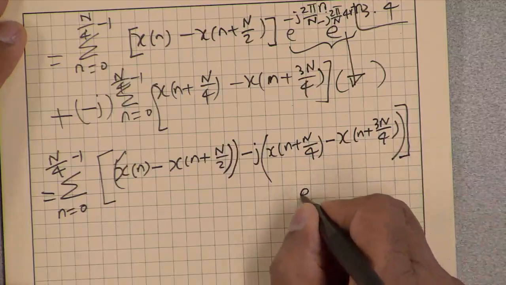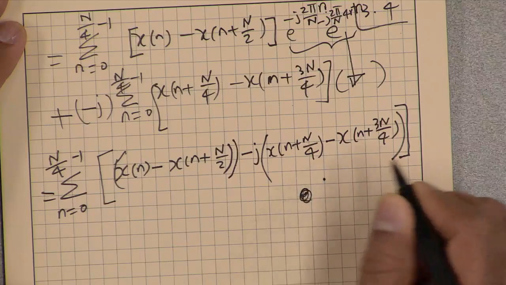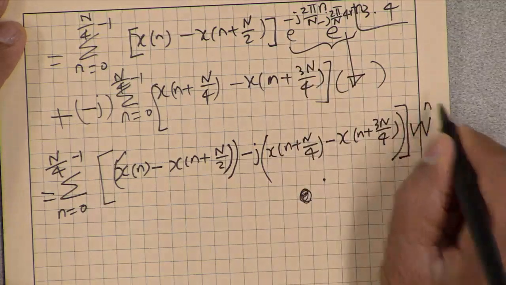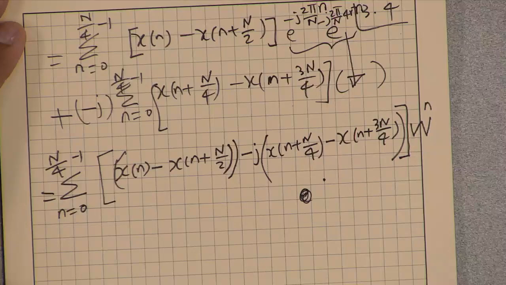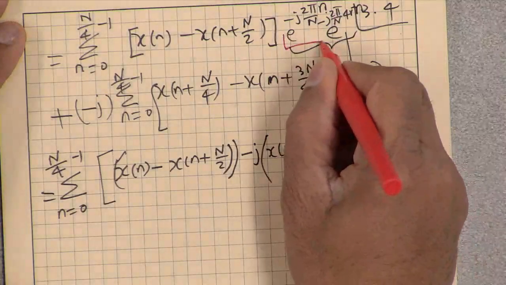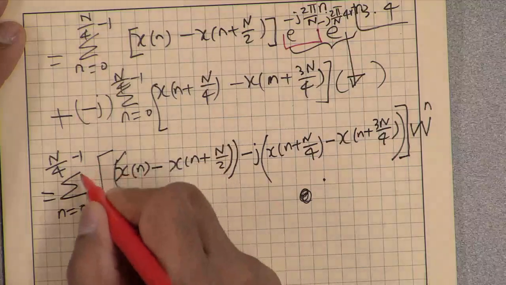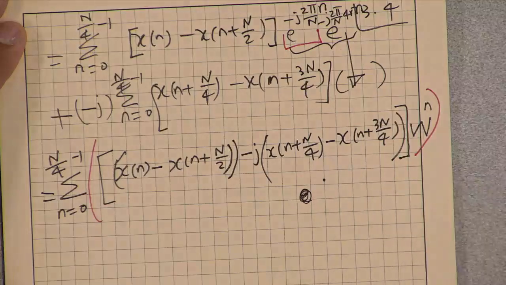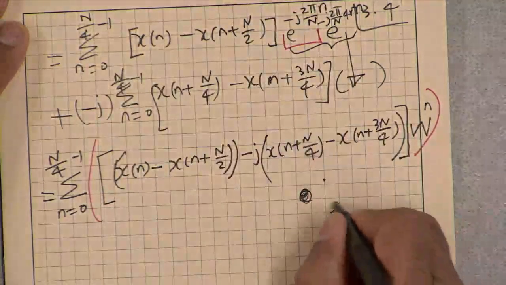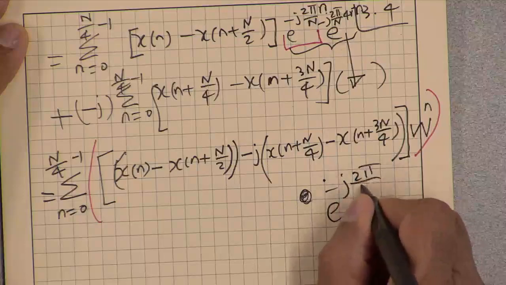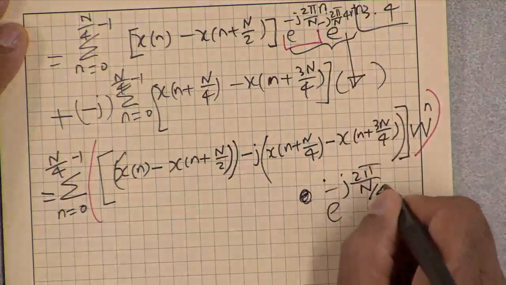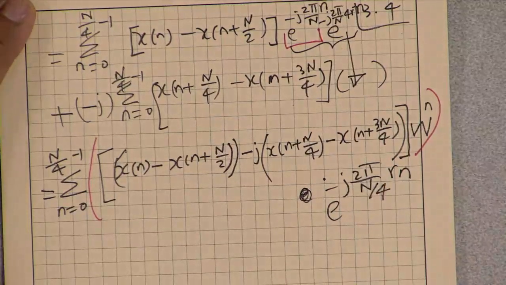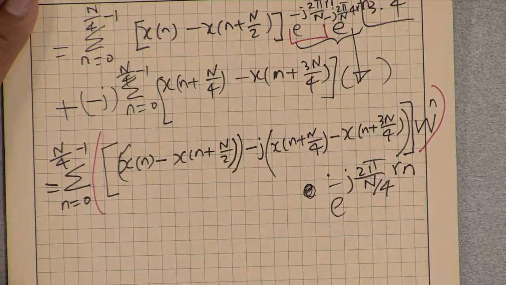Let me now write this quantity as w to power n. So this whole thing is simply w to power n, and this whole thing times e to the power minus j 2 pi by n, bring that 4 down, n by 4 Rn. Okay, so it is a little complex, but that's really what it is.